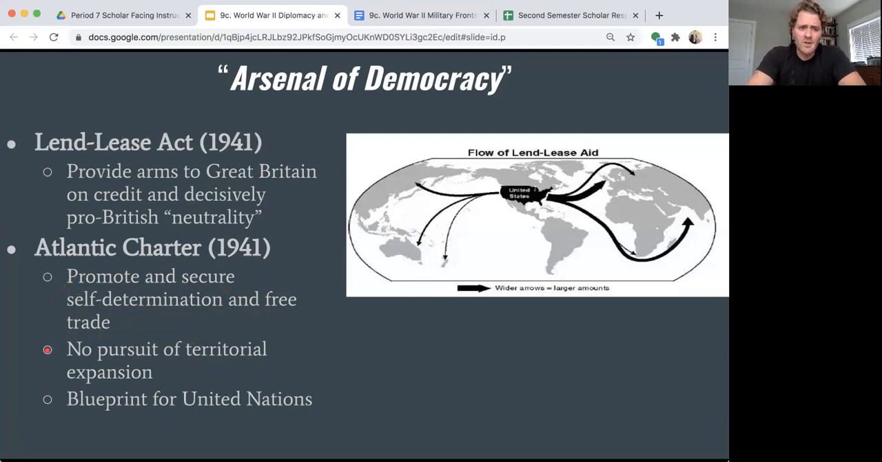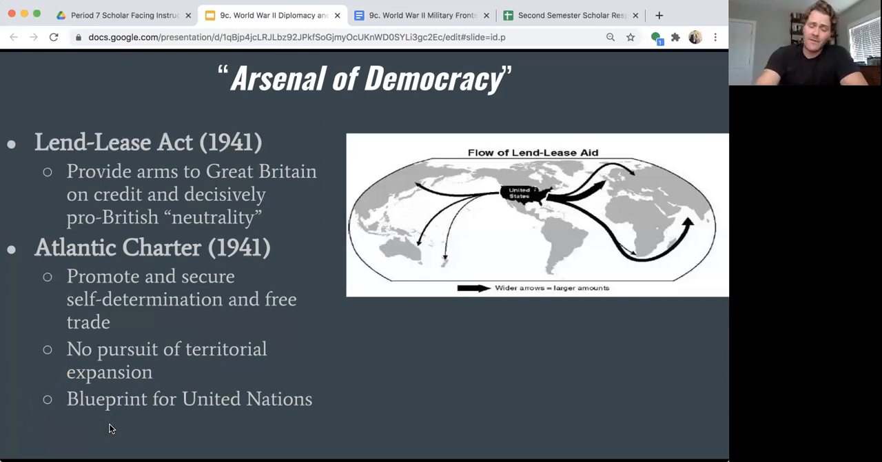Also, we're going to fight a war so that nations no longer pursue territorial expansion, like conquering their neighbors for their own land. And let's lay out this international organization. We'll call it the United Nations. That's going to be like the League of Nations 2.0, but actually do its job.